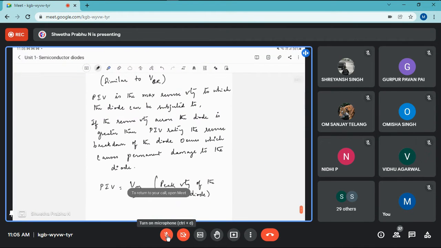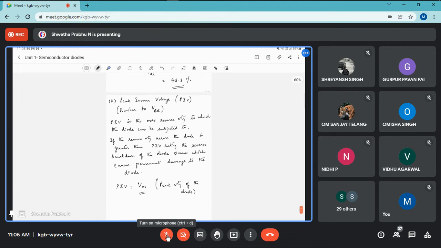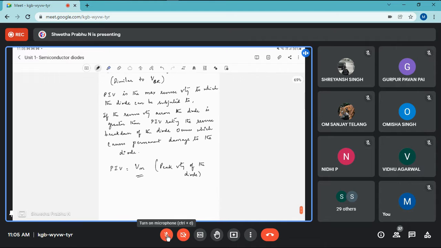Have you made a note of this? Yes. So this is basically a quick question you can expect. Sometimes they'll ask you what is the PIV rating of bridge rectifier. Then you'll have to say it is basically peak voltage. Sometimes some value will be given, so for that you'll have to find VM. VM will give you PIV. Next.